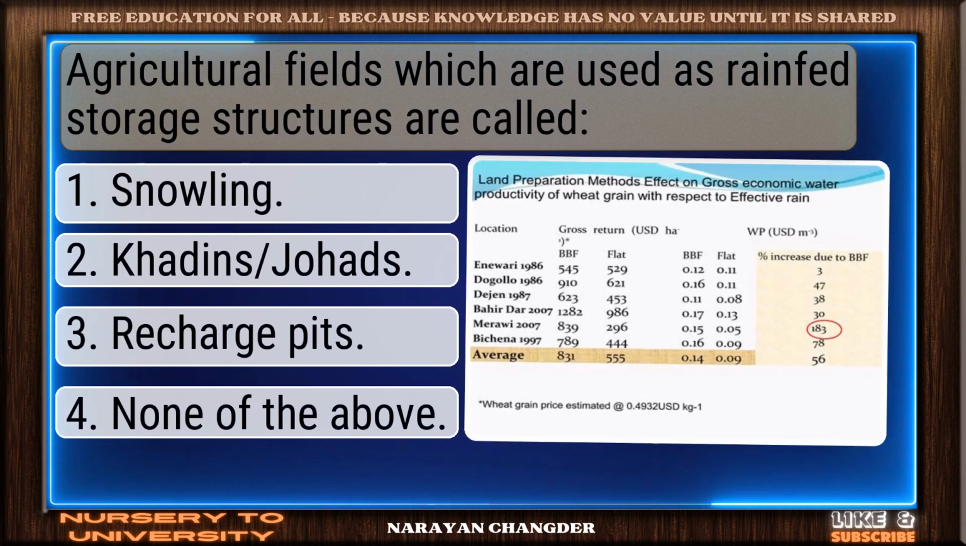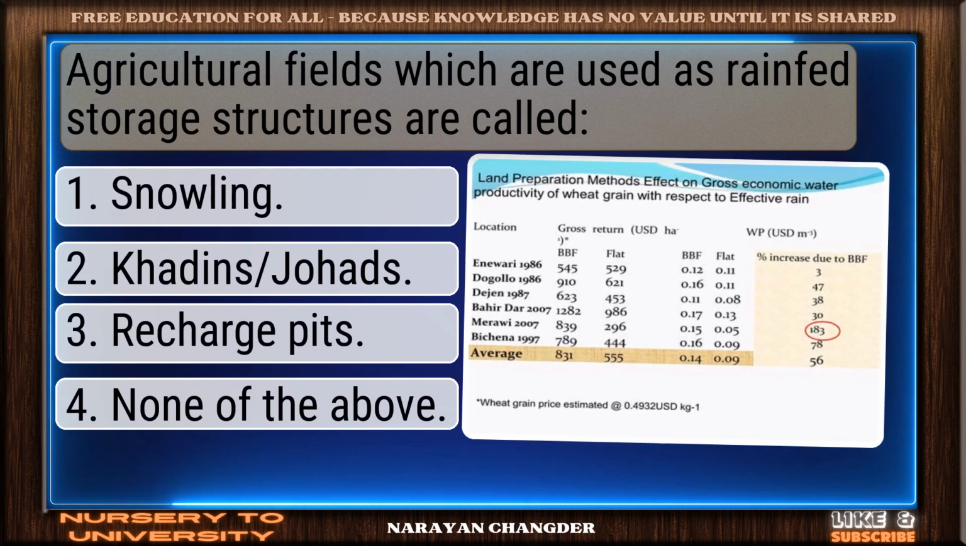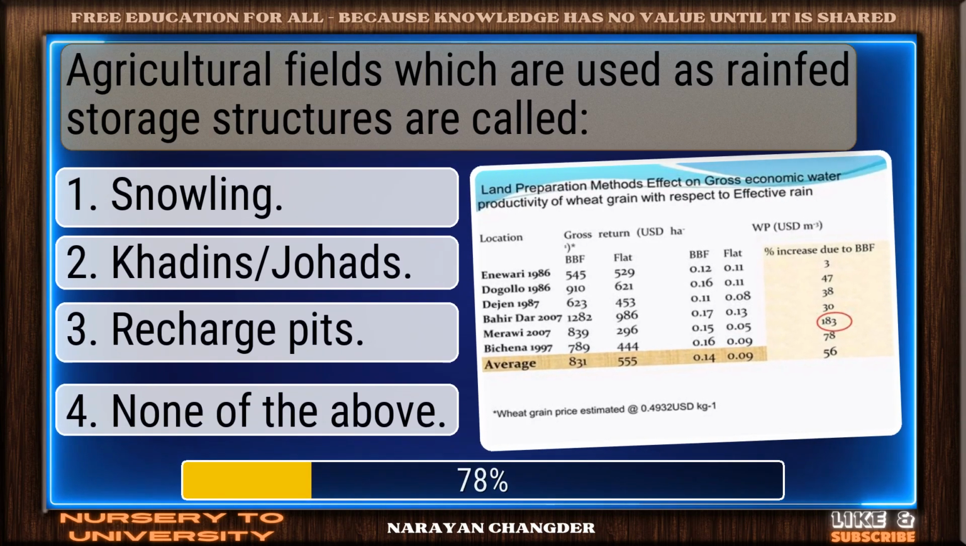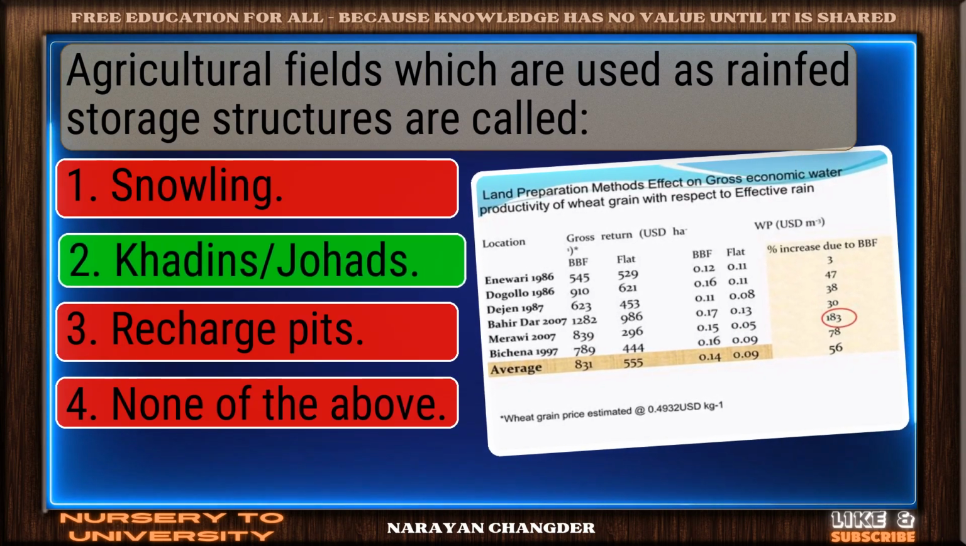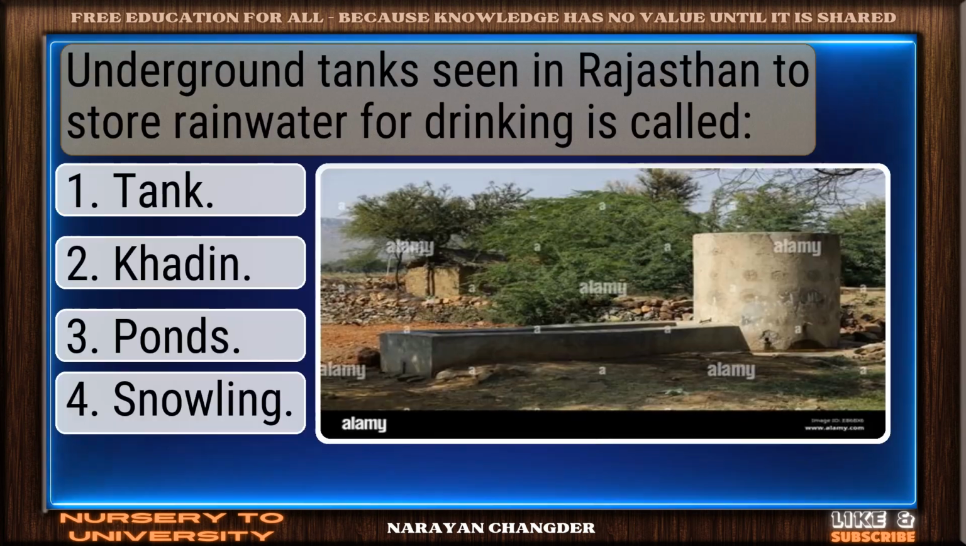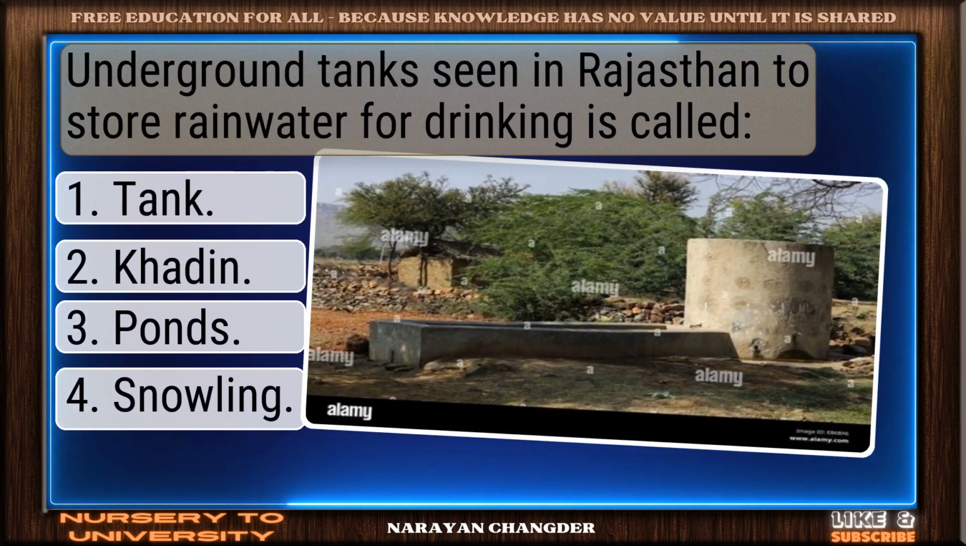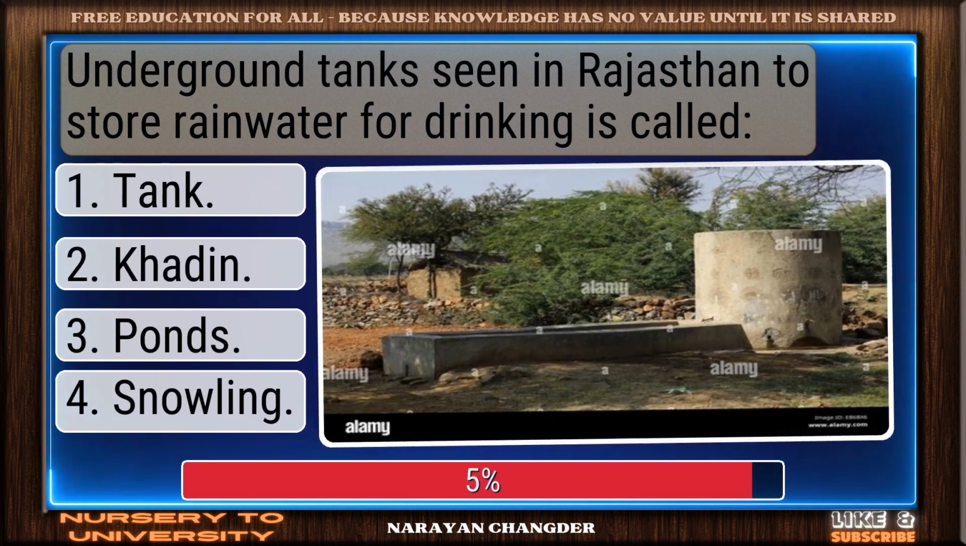Agricultural fields, which are used as rain feed storage structures, are called. Nicely done. Khadins, Johads is solid. Underground tanks seen in Rajasthan to store rainwater for drinking is called.